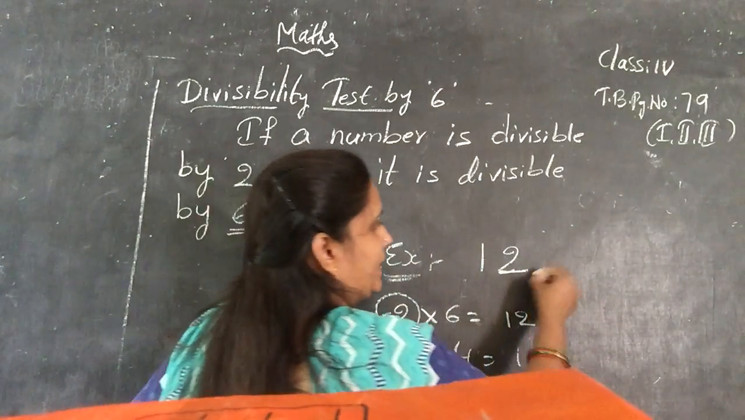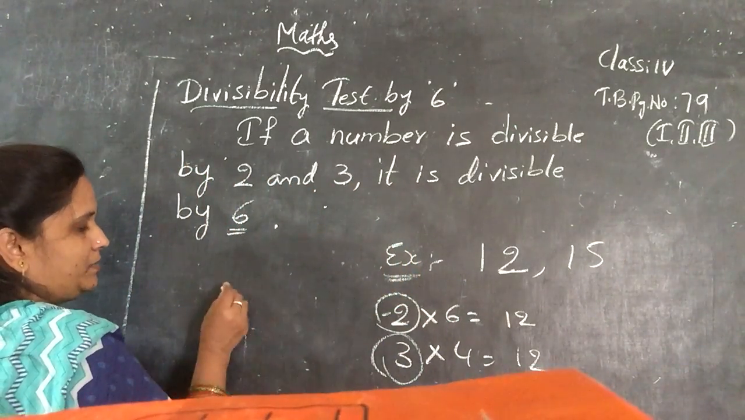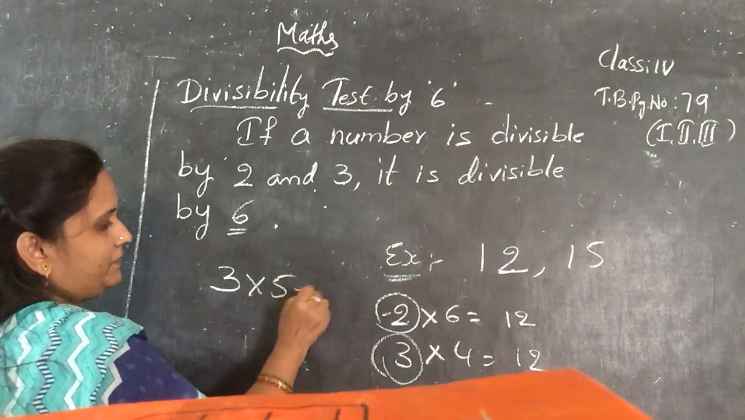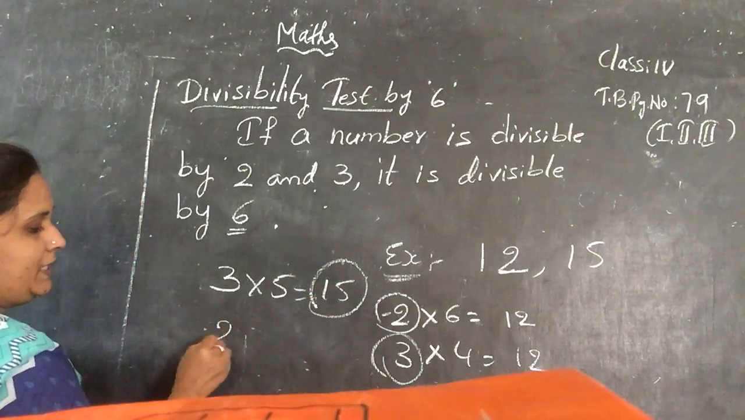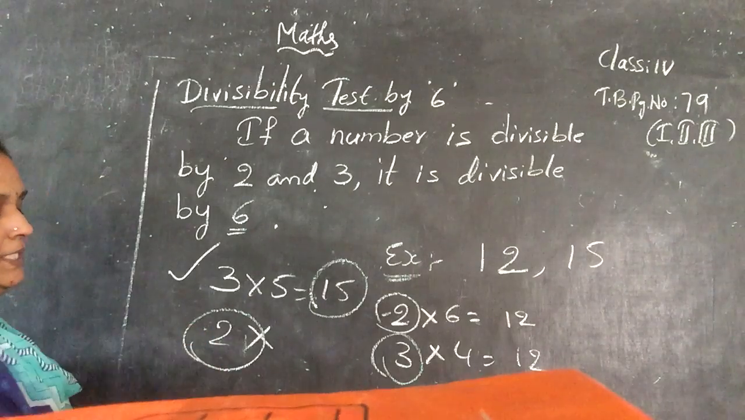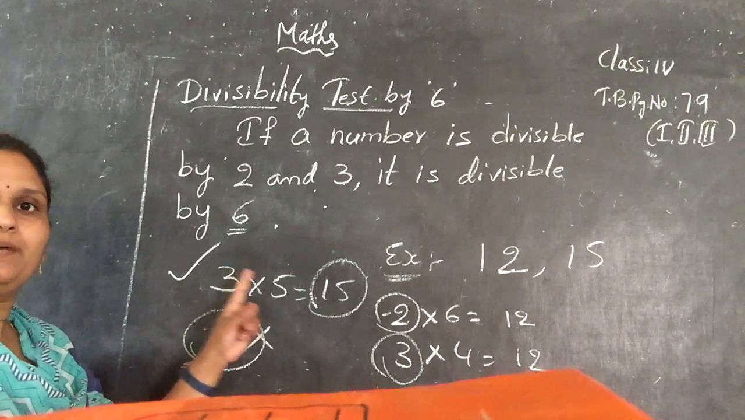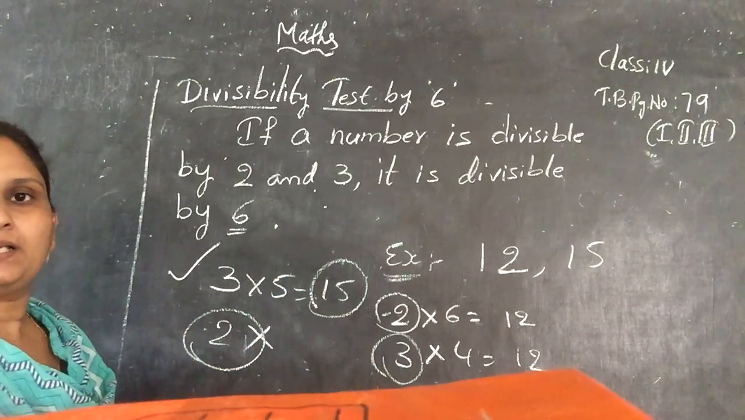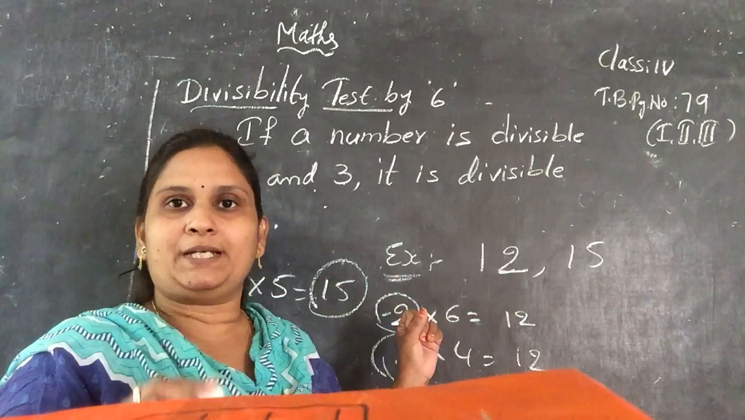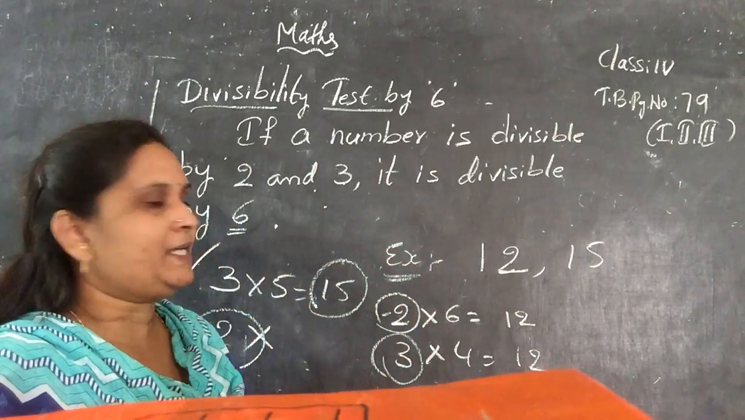For example, one more number I am taking: 15. 15 is a multiple of 3 only. In the 3 table, 3 5s are 15, it can be divided, but in the 2 table it is not possible. So one is possible and one is not, so 15 is not divisible by 6. Only one thing you have to remember: if the given number is divisible by both 2 and 3, then only it is divisible by 6.